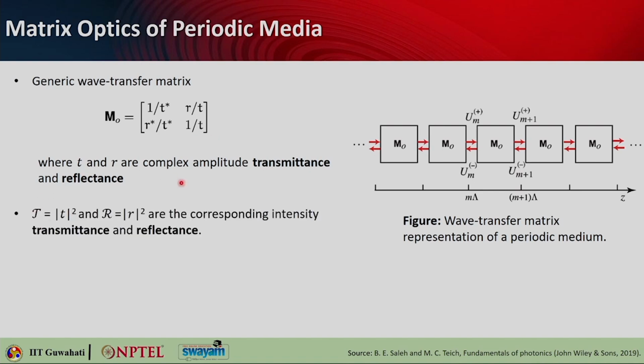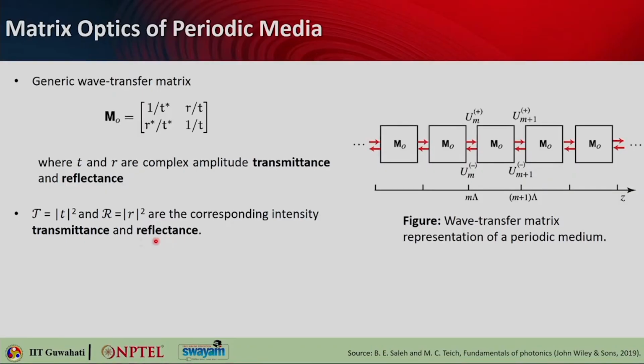This you have already seen from the Fresnel equation. You know what is reflectance and transmittance. If you want to calculate, these are basically amplitude transmittance. So, small t can be called the transmission coefficient, or amplitude transmittance. Small r can be called the reflection coefficient or amplitude reflectance.